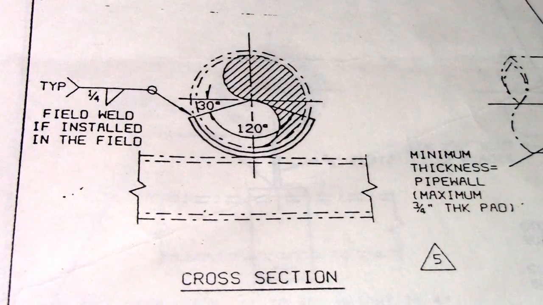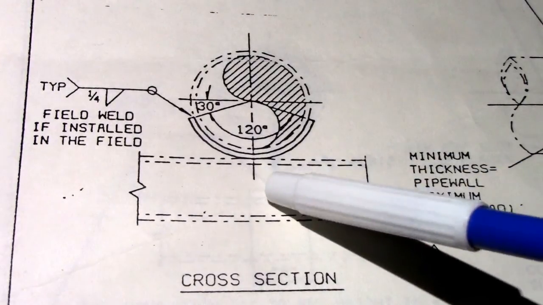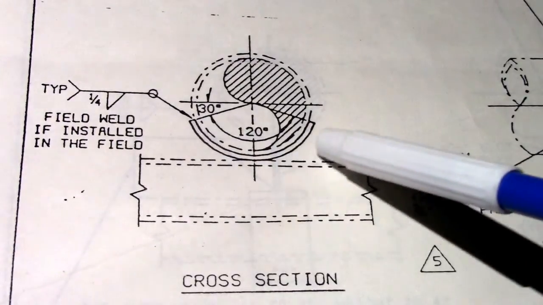So again, this is the specification, support details. In my other videos, they have the guide and the pipe shoe. Okay, so this is a pad. So this is the support. See this?